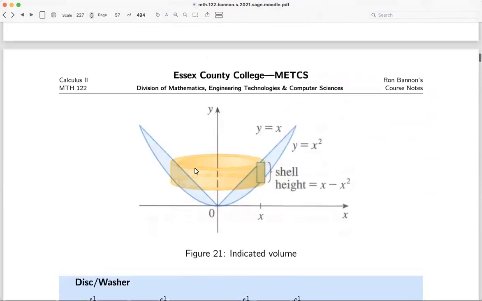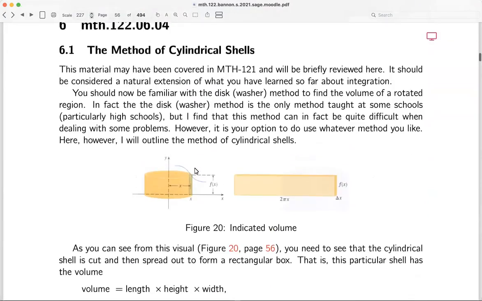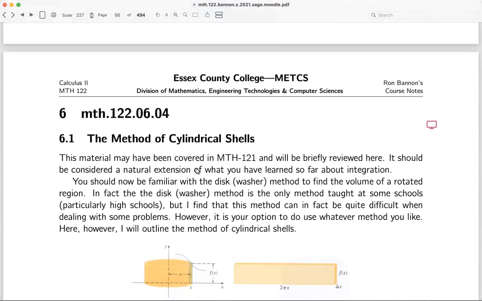So let me go back to the whiteboard, and we'll start with the lecture portion. And again, we're in section 6 of the notes. Give me a second to get to the whiteboard. I think I'm doing okay here.